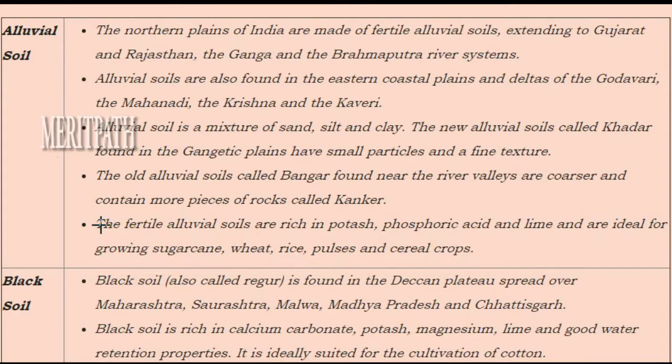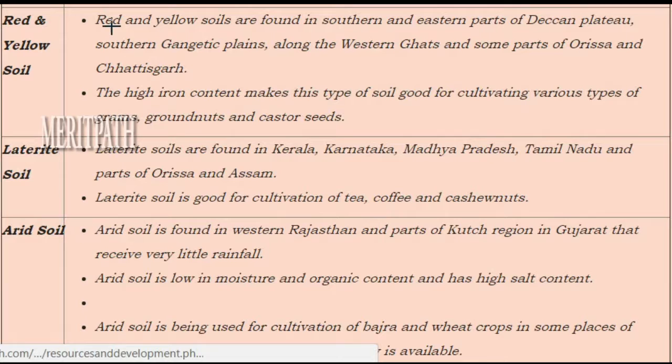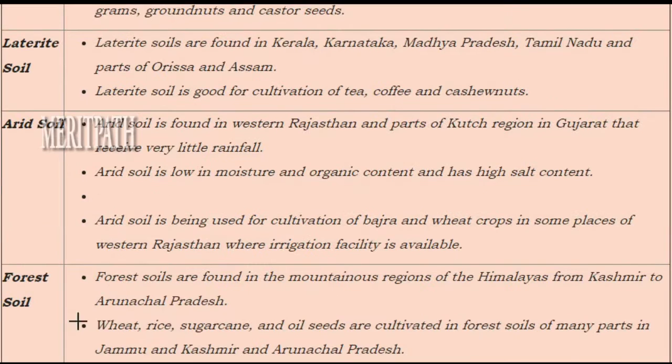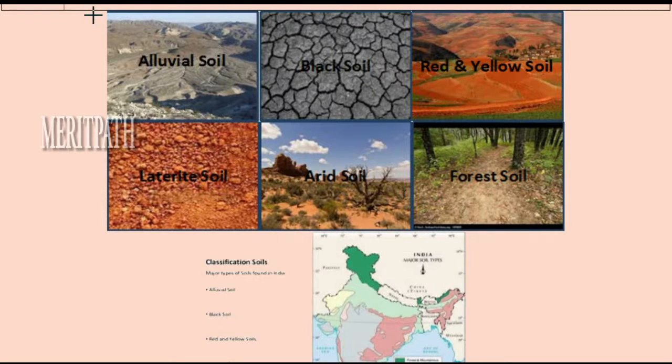Here we can see the details of various soils and where they are found and the types of soil: alluvial soil, black soil, red and yellow soil, laterite soil, arid soil and forest soil, with the details and the areas they are found and the suitable crops grown on such soil. How do the various soils look?